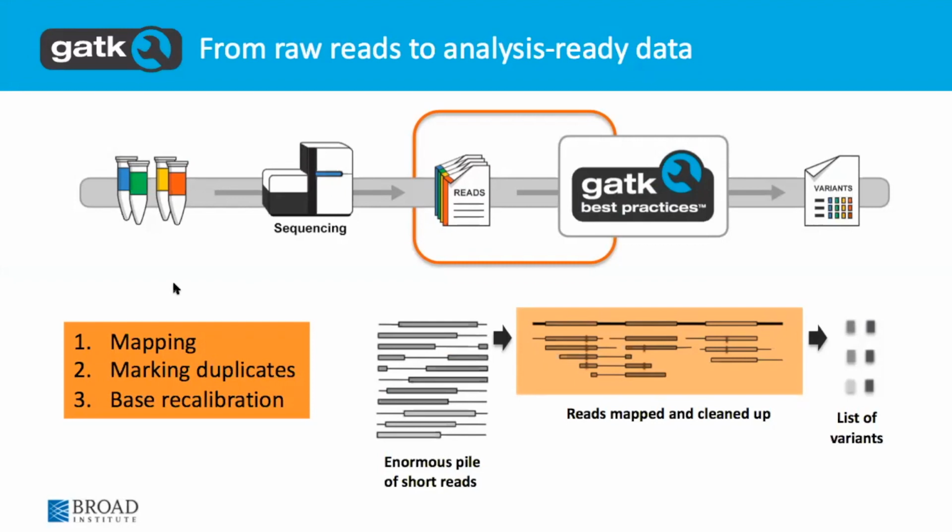There are three main steps to data preprocessing. First, you want to map your data to a reference genome. You want to remove duplicates that Andre spoke about, and then recalibrate the base quality scores. We'll go into details about each of these steps.